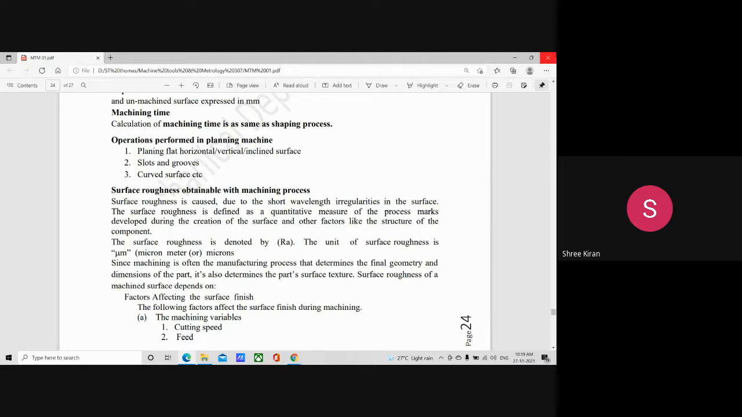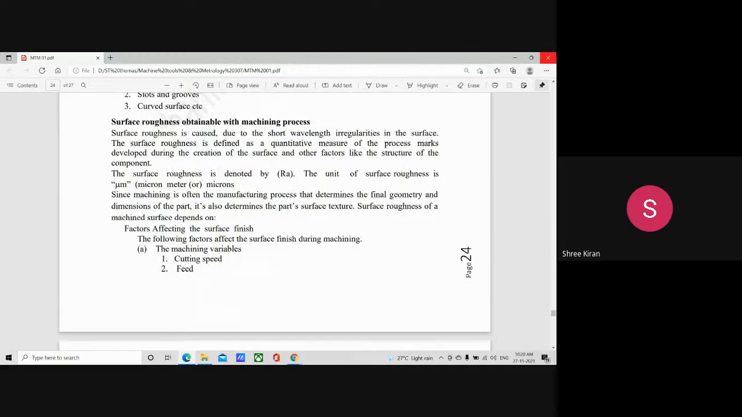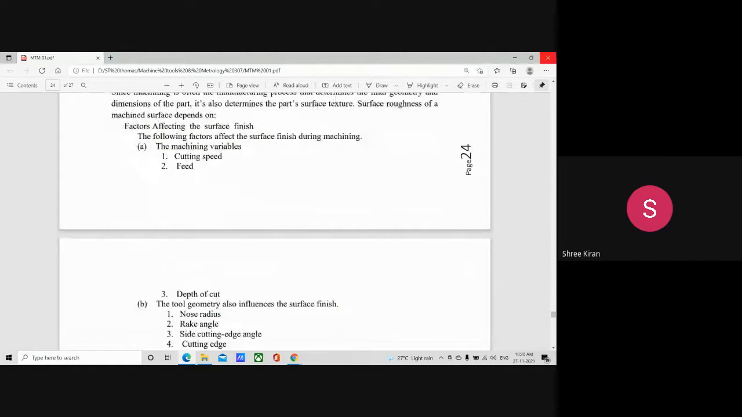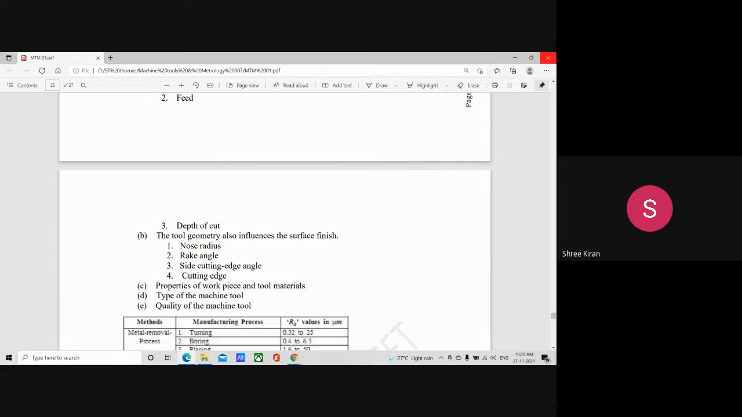The following factors affect the surface finish during machining. The factors are cutting speed, which we have already discussed, feed, and depth of cut. And the tool geometry is the nose radius, rake angle, side cutting angle, and the cutting edge.